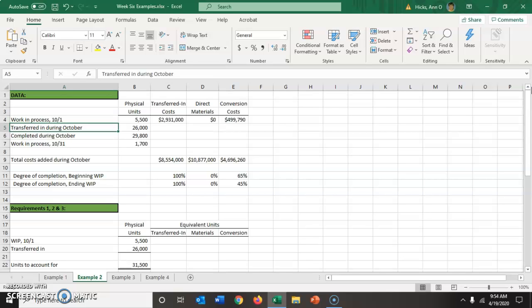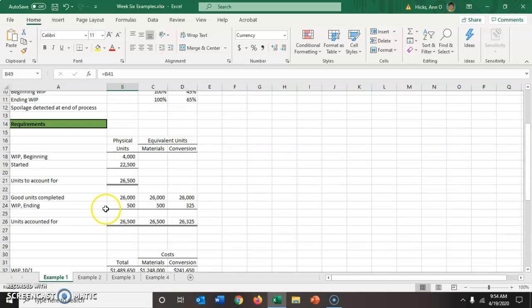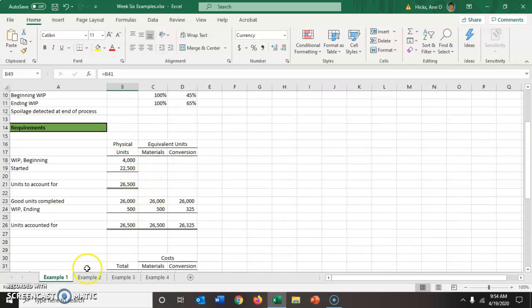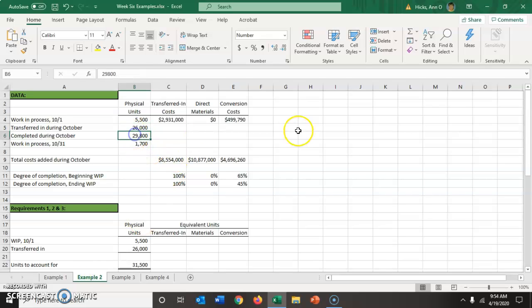So in Department 1, you'll remember we assumed materials were added at the beginning. Here we're assuming they're added at the end, which is why beginning inventory has no material costs associated with them. Then you'll notice we've got 26,000 units transferred in during October. Those are the units that were transferred out from Department 1. In Department 2, we have 29,800 units that we actually completed, leaving us with 1,700 units in WIP in Department 2 at the end of October.